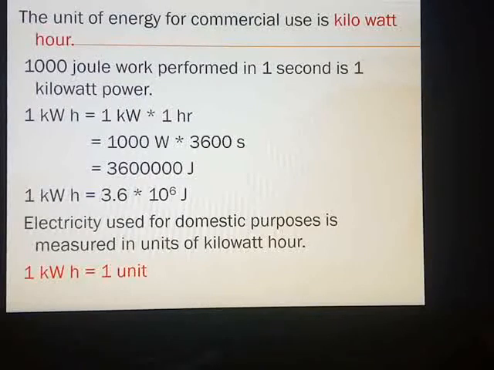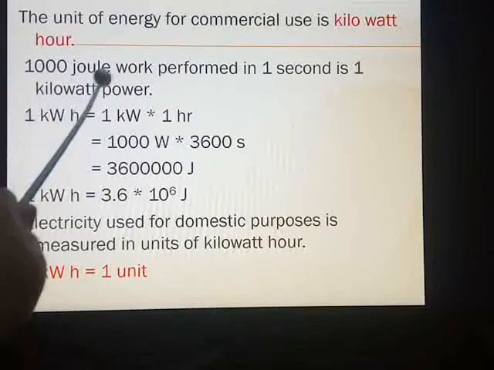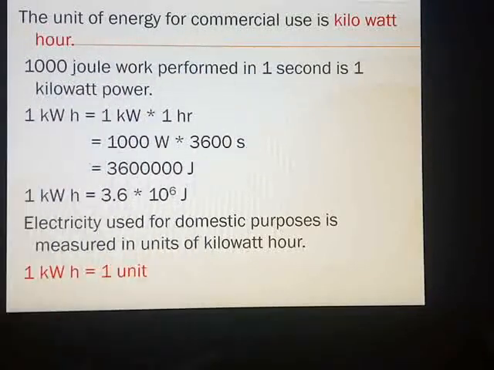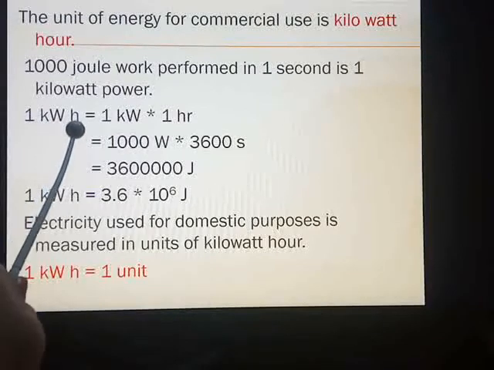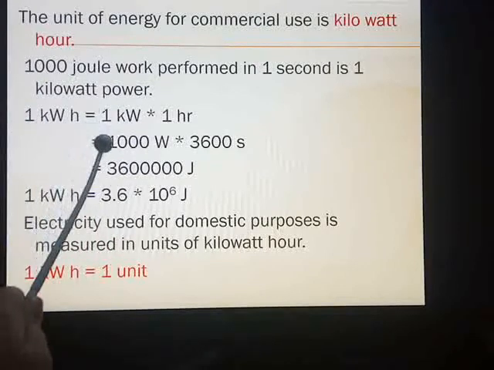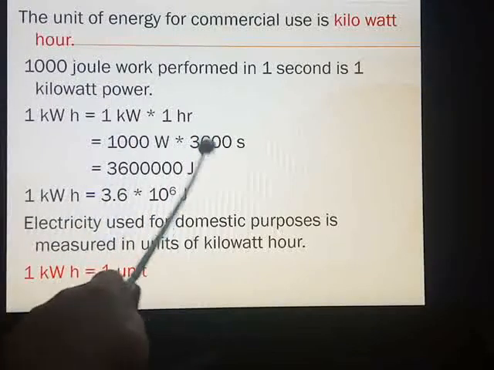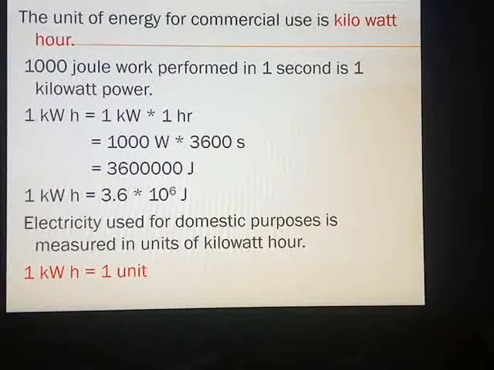The unit of energy for commercial use, that is in the factories or industries, the energy which is used, the unit used for that is kilowatt hour. 1000 joule work performed in 1 second is 1 kilowatt power. So 1 kilowatt hour is equal to 1 kilowatt multiplied by 1 hour. 1 kilowatt is equal to 1000 watt. 1 hour is equal to 3600 seconds. If you multiply both, you will get 36 lakh joules. So 1 kilowatt hour is equal to 3.6 multiplied by 10 raised to 6 joules.